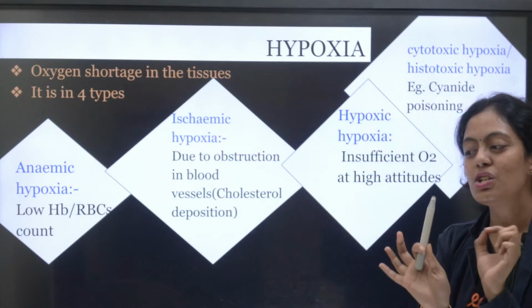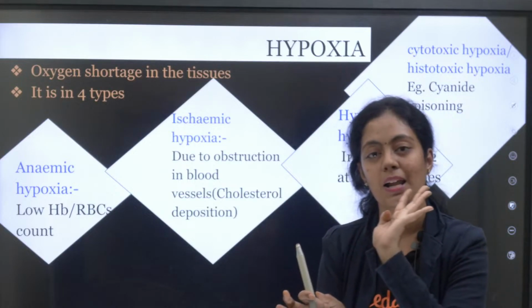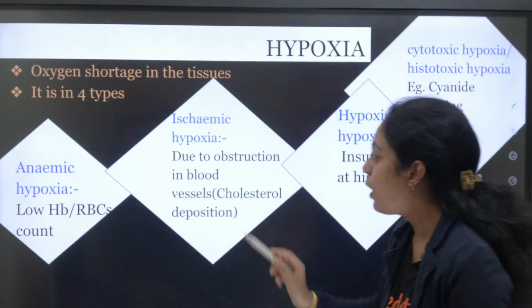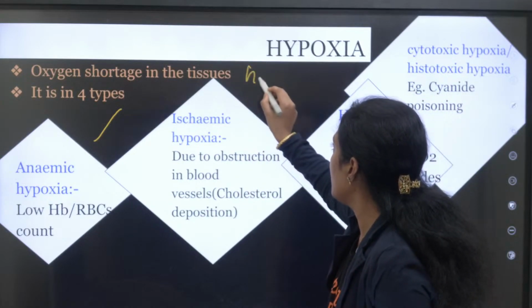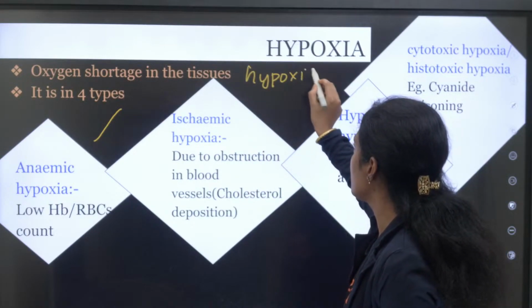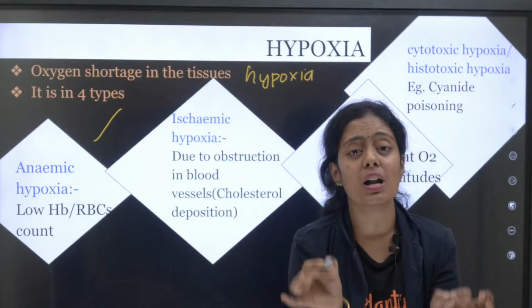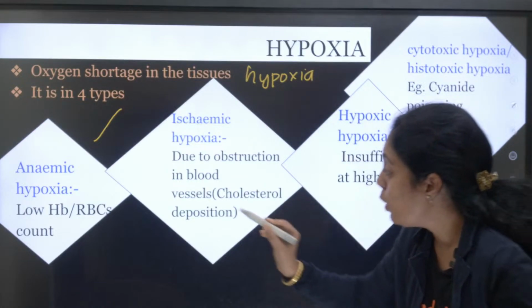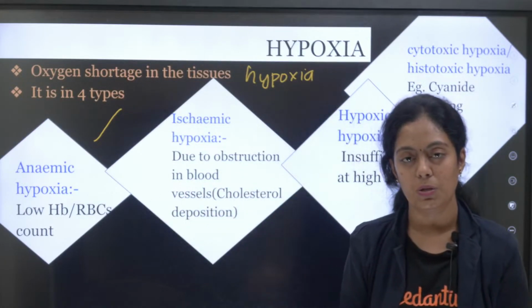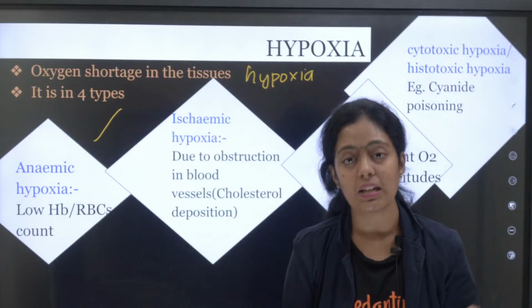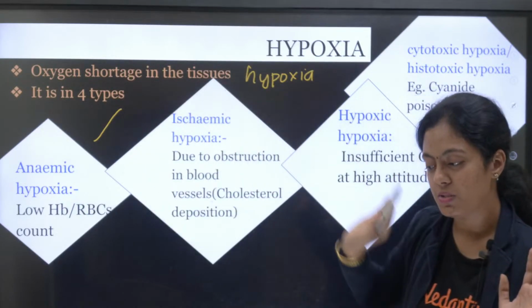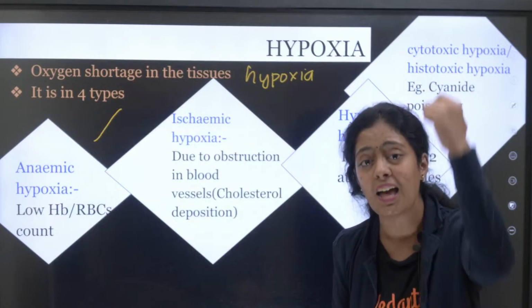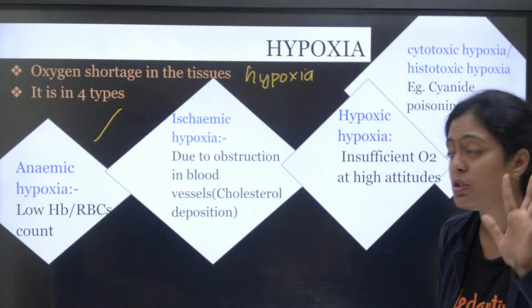ஓகே, ஆக்சிஜன் ஷார்டேஜ் இன் தி டிஷ்யூ. 4 விதமான ஆக்சிஜன் ஷார்டேஜ் இருக்கு. ஓகே, we call it as anemic hypoxia. Hypoxia-னா என்ன? Oxygen shortage. Whenever there is less oxygen, we call it as hypoxia. Okay, low hemoglobin or RBC count. ஓகே, என்னோட ஹீமோகுளோபின் கம்மியா இருக்கு, இல்ல என்னோட ஆர்பிசி கம்மியா இருக்கு, that will lead to anemic hypoxia. Okay, what is hypoxia பசங்களா? Less oxygen or oxygen shortage.